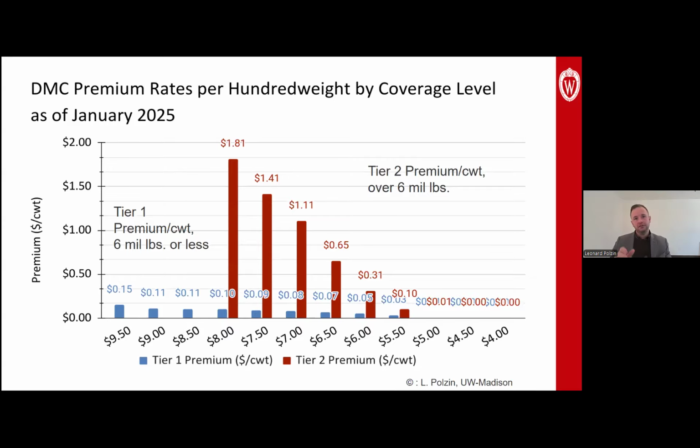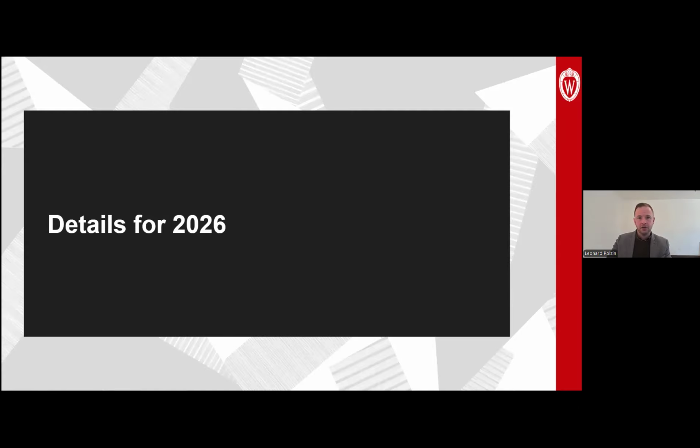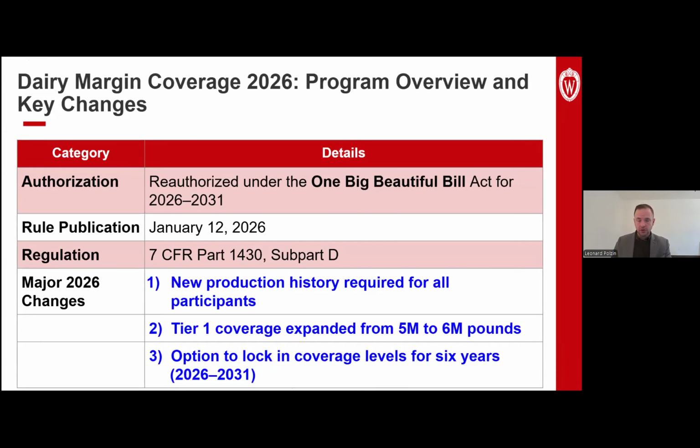So don't let any of that scare you or deter you here. I think as we go along, some of this will make sense and help frame the decision making around it. So the big thing for this year: what changed? Instead of being authorized by a farm bill, this authorization came from the One Big Beautiful Bill, and the rule change hit the Federal Register on January 12th of 2026, which again came with the announcement of the enrollment period.